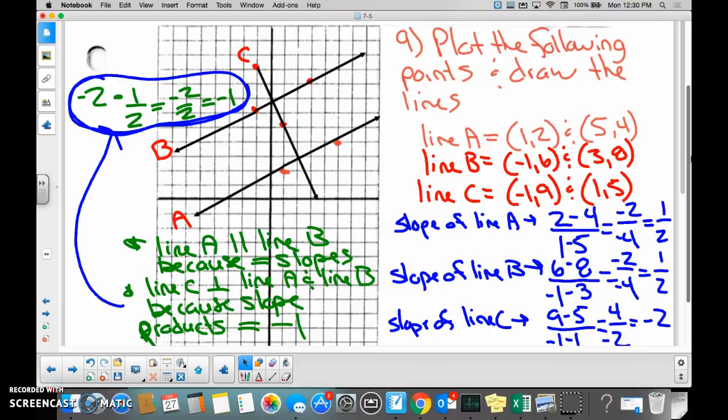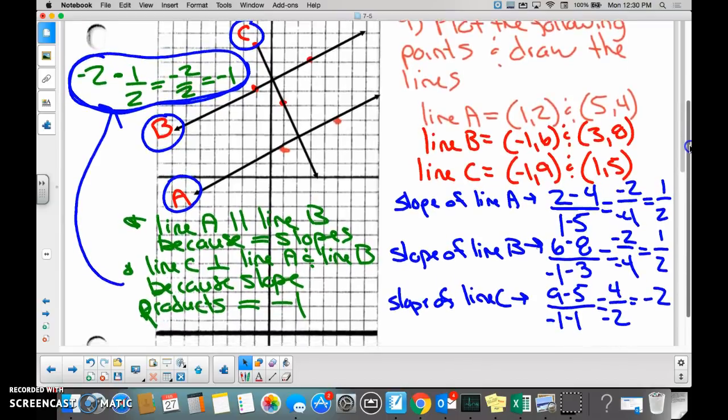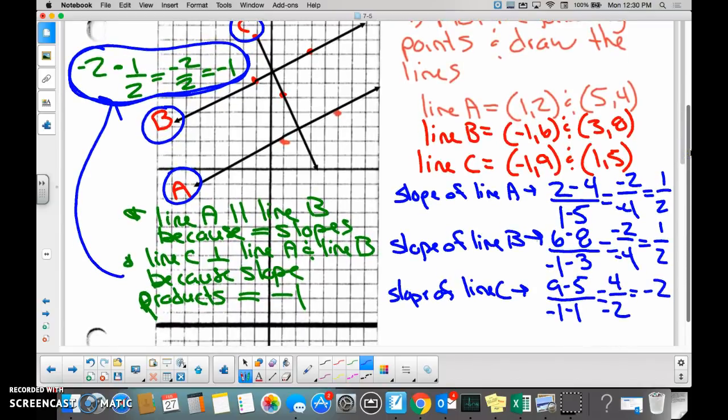-1. What is another name for line C because it crosses 2 parallel lines? What's another name for line C, you guys? Transversal. That's a transversal. It just happens to be that this transversal forms 90-degree angles because when we calculated the product of the slope of the transversal and A or B, we got -1. That is explained right here. Line C is perpendicular to lines A and B.